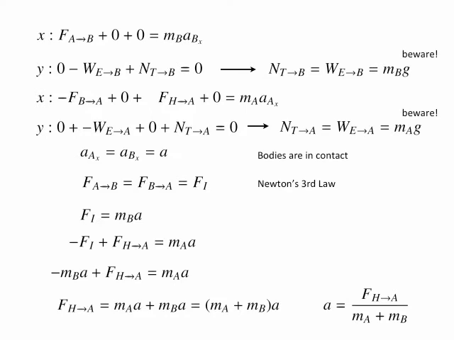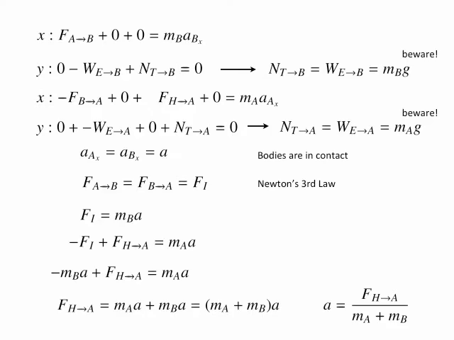You write free body diagrams for all the interesting objects. You write out Newton's second law for each free body diagram. You break Newton's second law as a vector equation into two component equations, and then you can make all kinds of deductions based on that.